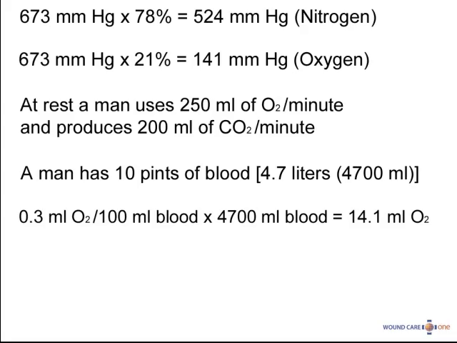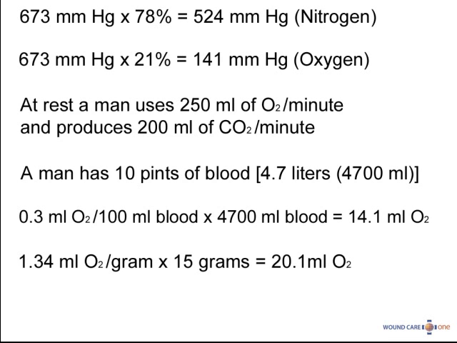Each gram of hemoglobin can bind with 1.34 milliliters of oxygen. So if a patient's hemoglobin level measured in the laboratory is 15 grams per 100 milliliters, then 20.1 milliliters of oxygen is carried in the 100 milliliters of blood. The equation is 1.34 milliliters of oxygen per gram times 15 grams equals 20.1 milliliters of oxygen.